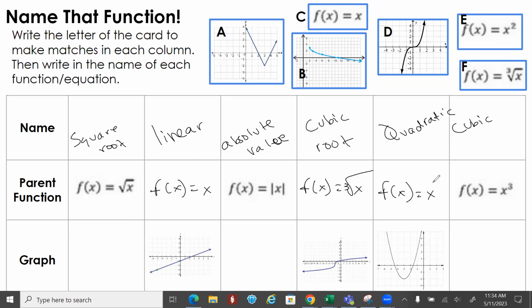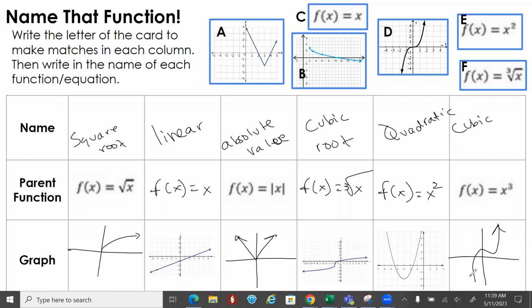Awesome. Okay, take a moment, write these down because these are the rough sketches of these functions. We've got square root, that's going to look like that. We've got a straight line for linear. Absolute value, remember it's a V. Here's your cube root, quadratic, and then cubic function looks like this.